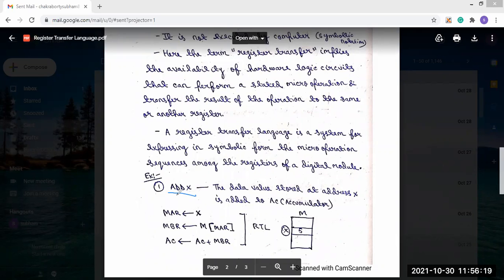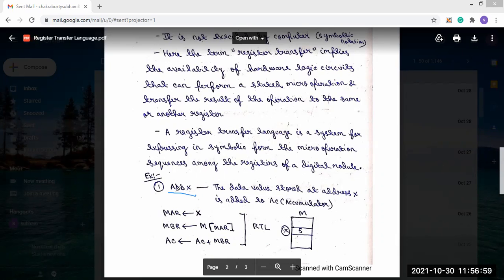If nothing is mentioned, and only a statement like this is given, an operation and the address of a memory location, X is the address of that memory location and we are writing an operation add. Where this add operation will be performed and where this value will be stored, we don't know. In that case, we already know the register used for storing temporary data, the temporary result, that is the accumulator.